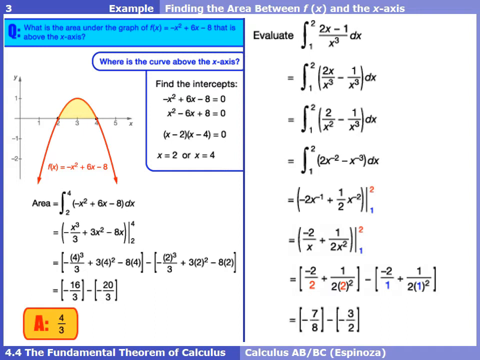When you evaluate the function plugged in with 2, you'll get negative 7/8. And when you evaluate the function evaluated at 1, you'll get negative 3/2. And when you combine those two values, you'll get 5/8.